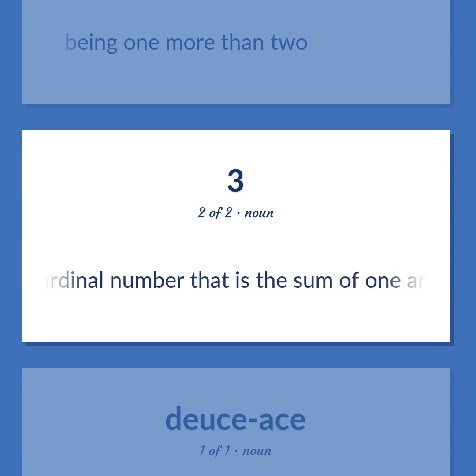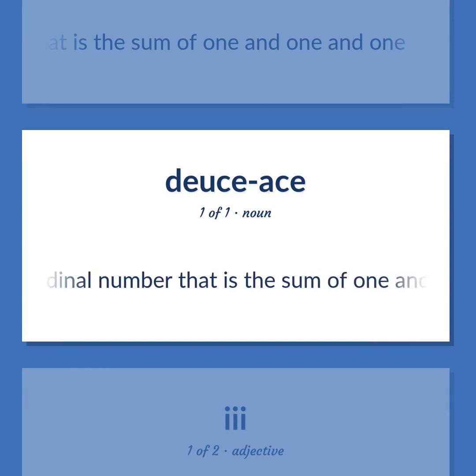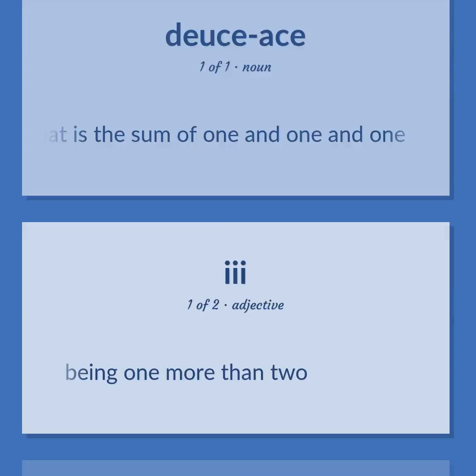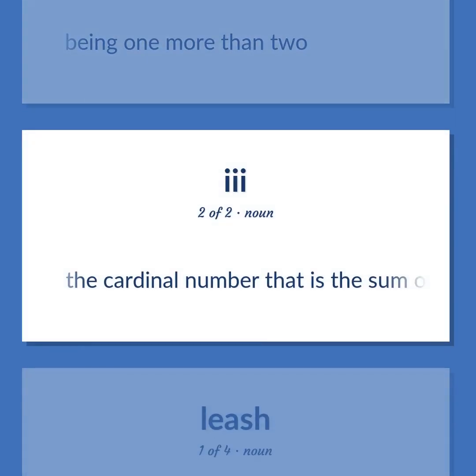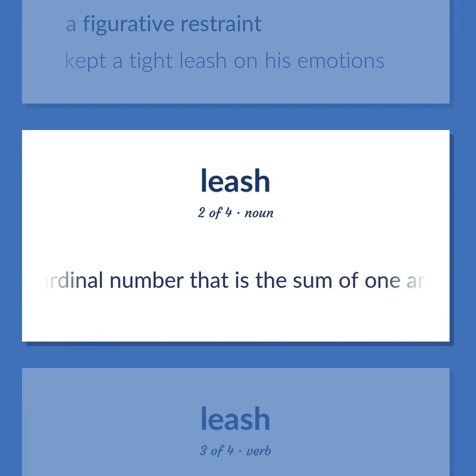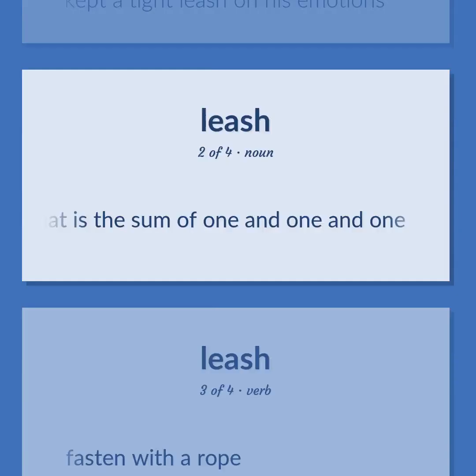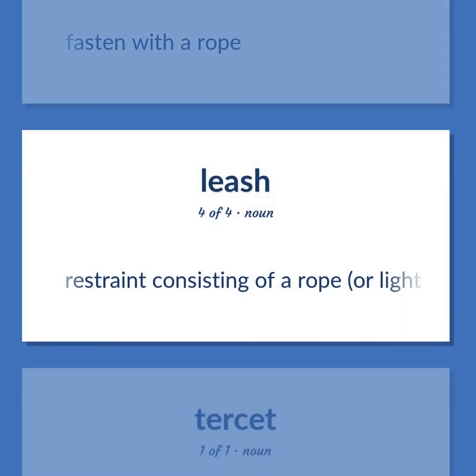The cardinal number that is the sum of 1 and 1 and 1. Being one more than two. A figurative restraint: kept a tight leash on his emotions. Fasten with a rope. Restraint consisting of a rope, or light chain, used to restrain an animal.